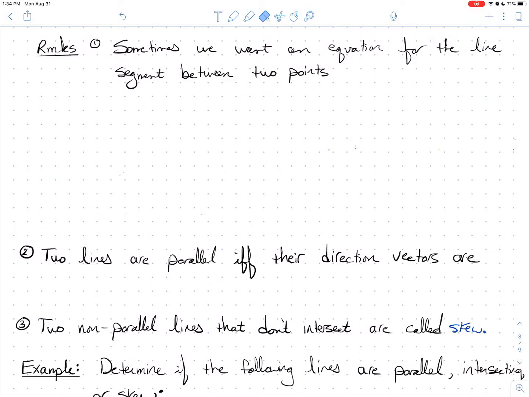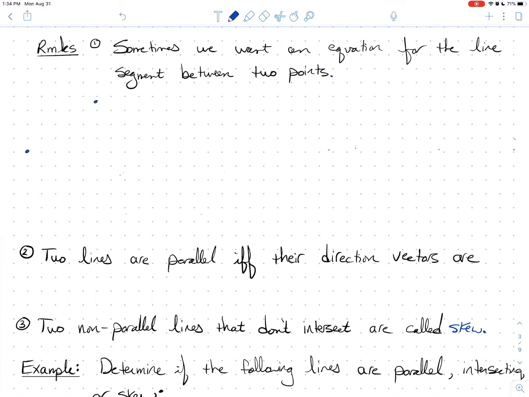All right, I want to make a couple of remarks and then we'll end our conversation about lines with one more example. So first of all, sometimes we want an equation for the line segment between 2 points. I don't necessarily want the full never-ending line. I want a segment. And so how do you do that? Well, let me show you.